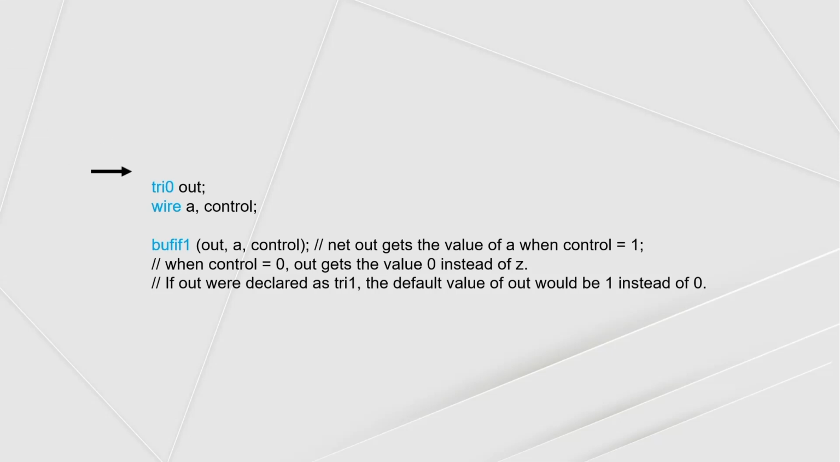In this example, we have a tri0 net named out and a wire named a and a control signal. The bufif1 statement drives the out net with the value of a when control is 1. When control is 0, instead of going to high impedance Z, the out net gets the value 0 because it is declared as tri0. If it were declared as tri1, the default value would be 1 instead of 0.